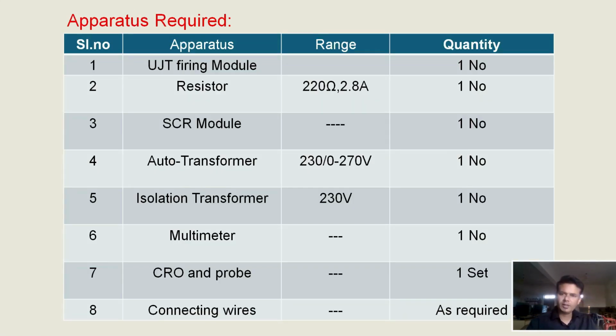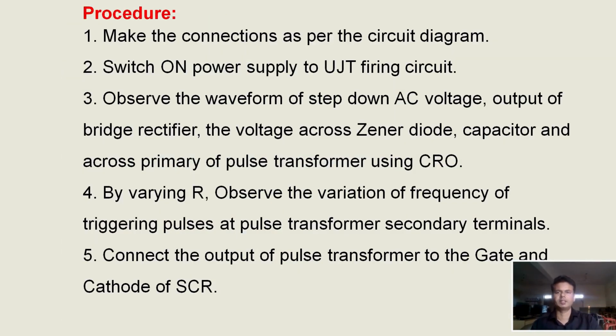So what are the apparatus required? UJT firing modules, resistor, SCR module, auto transformer, isolation transformer, CRO and connecting wires. When we go to the procedure, we have to make the connections as per the given circuit diagram. Switch on the power supply to the UJT firing circuit. Observe the waveforms of the step-down AC voltage, the output of the bridge rectifier, the voltage across the Zener diode, the capacitor, and across the primary of the pulse transformer using the CRO.